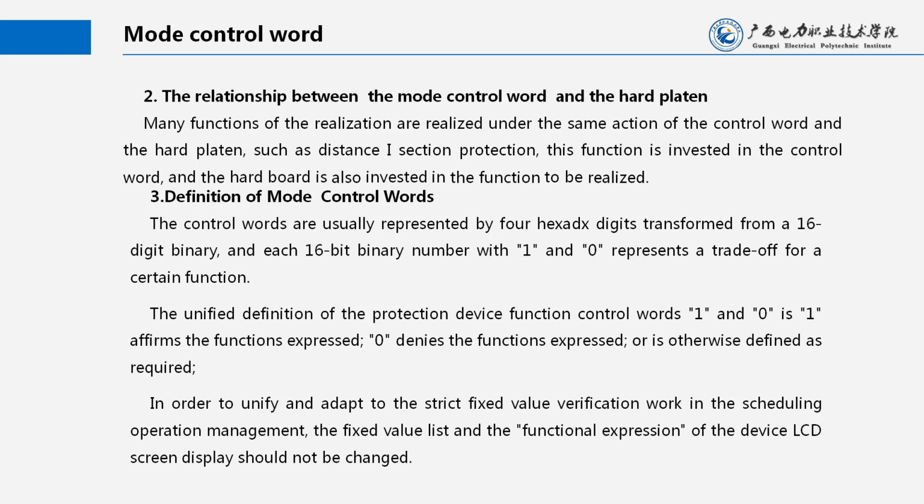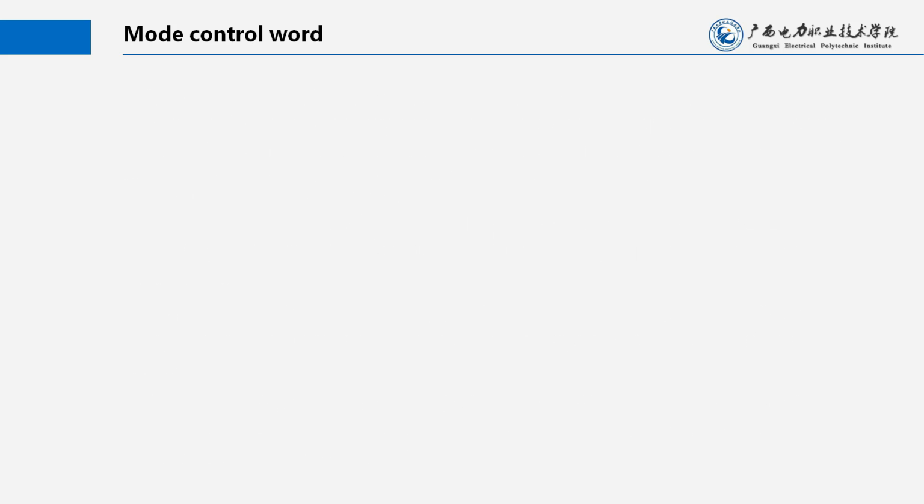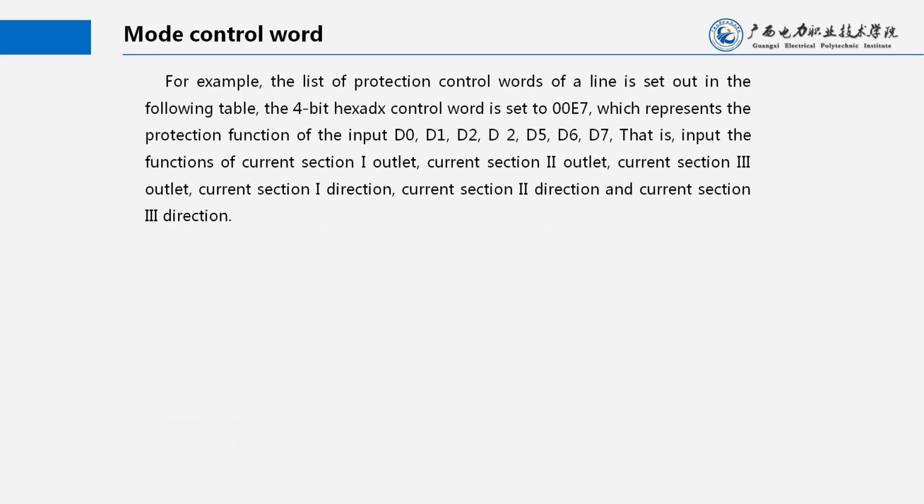In order to unify and adapt to the strict fixed value verification work in scheduling operation management, the fixed value list and the functional expression of the device LCD screen display should not be changed. For example, the list of protection control words of a line is set out in the following table.